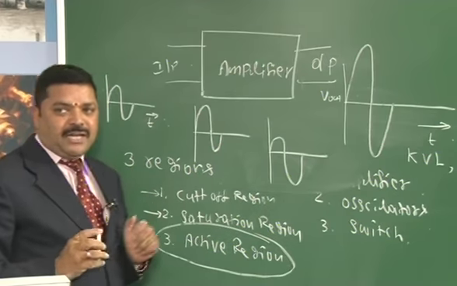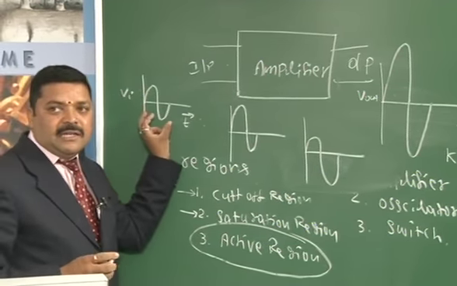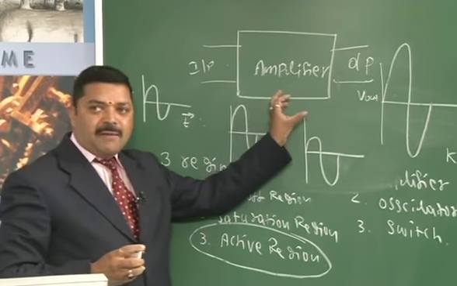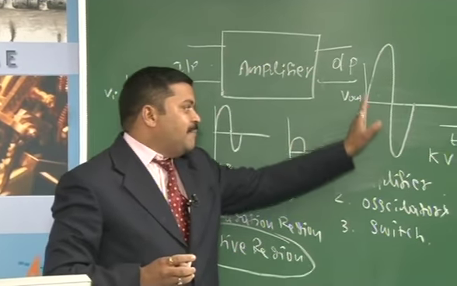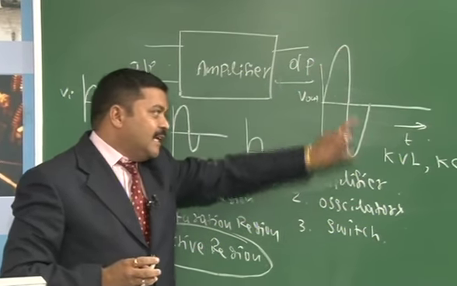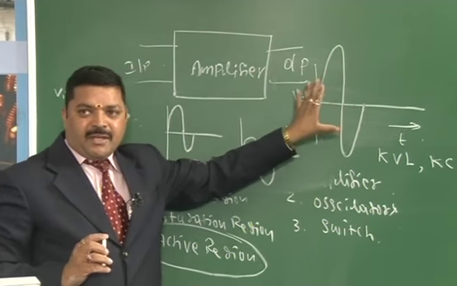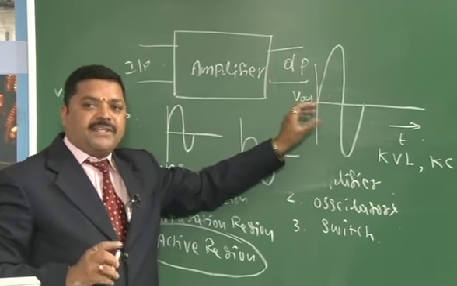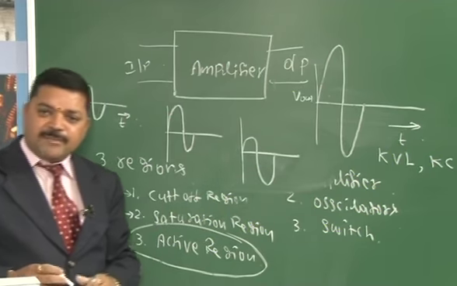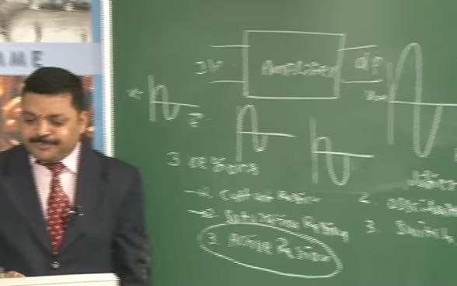So, what is faithful amplification? Faithful amplification means when we give the weak signal at the input of the amplifier, we get the amplified signal in such a way that the positive half and the negative half of the amplified signal have the same amplitude. Then we say that faithful amplification has taken place. So, that is about faithful amplification.